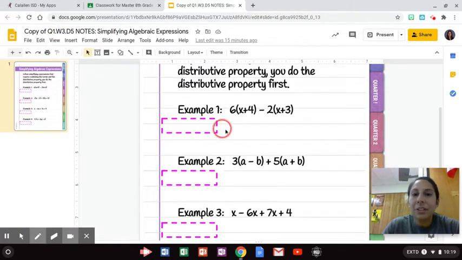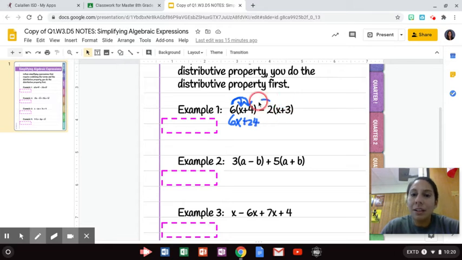For the first example, you'll see here that you have a 6 on the outside of the parentheses. So we learned the distributive property, where you multiply the 6 by whatever's inside the parentheses. So 6 times x is going to give you 6x. 6 times 4 is 24, so plus 24. Notice you have another set of parentheses over here.